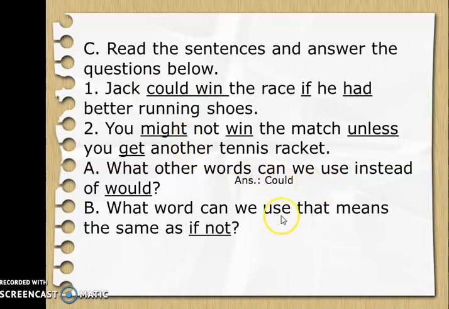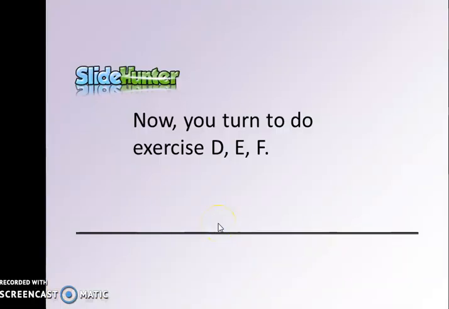What word can we use that means the same as if not? Do you still remember? Unless. Okay, yes, correct. You might not win the match unless you get another tennis racket. If I want to use if, then I can change it this way. You might win the match if you get another tennis racket. So unless means if not, right? Now it is your turn to do exercises D, E, and F.